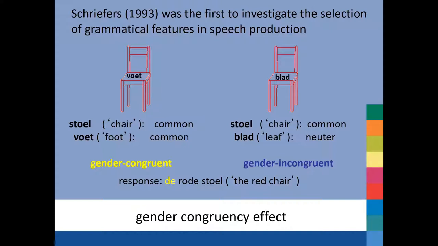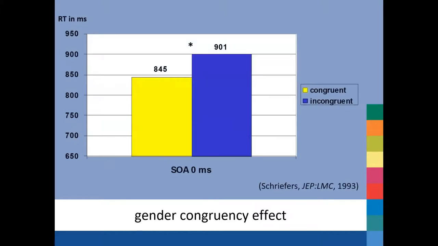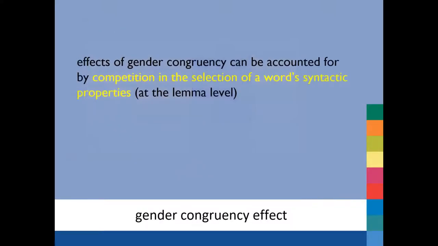Now, participants in both cases had to say de rode stoel and ignore the distractor word. Now, we know from earlier research that people have trouble ignoring or neglecting the distractor word. And so what Herbert found was the following. He found significantly faster naming latencies for the object in the case where the distractor word had the same gender as the target object name, okay? And he said, well, this effect of gender congruency could be accounted for by competition in the selection of a word's syntactic properties at the lemma level.